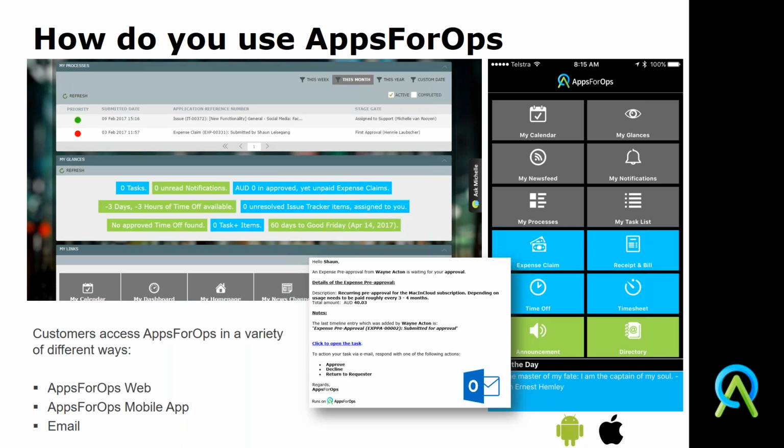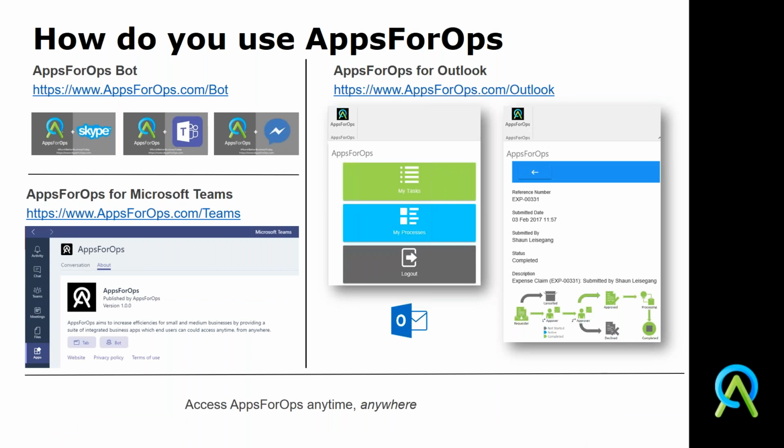As well as that, we have a heap of other user interfaces that our customers can use. So we have a bot called AppsForOps bot that you can access through Skype or Microsoft Teams or Facebook Messenger, if you use any of those tools. We have an interface for Microsoft Teams, should you be using Microsoft Teams. And like many of our customers, many people use Outlook. Should you want to get your tasks and track your processes through Outlook, you can do that through the AppsForOps for Outlook app. So there's a variety of different ways you can interact and use AppsForOps, and it's all about allowing our customers to access AppsForOps anytime, anywhere in the tools that they are familiar and comfortable with.